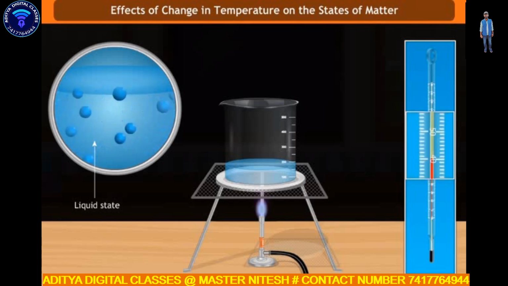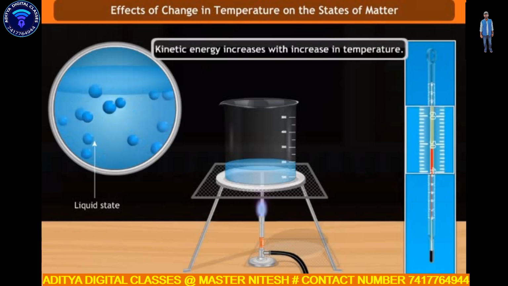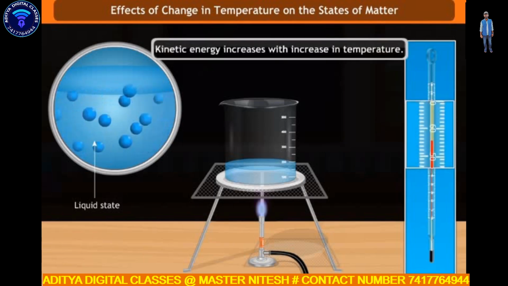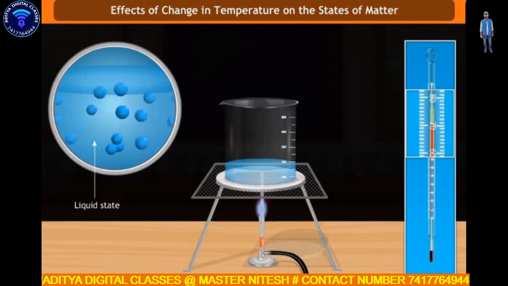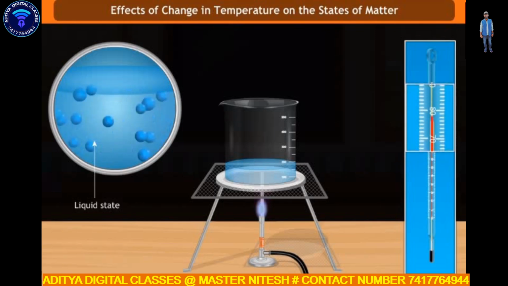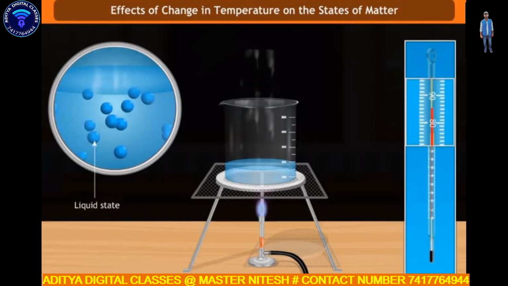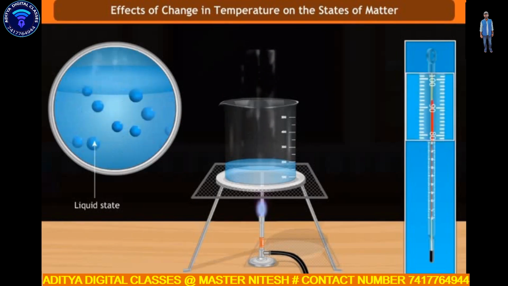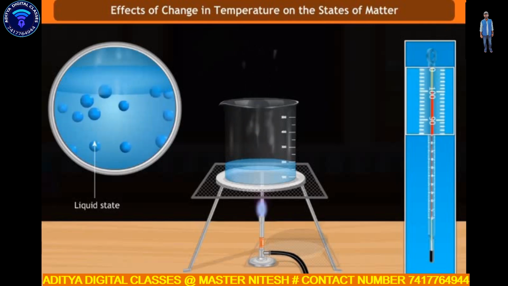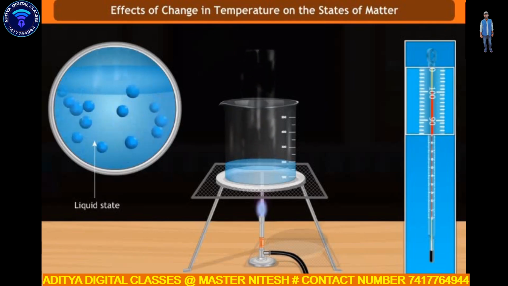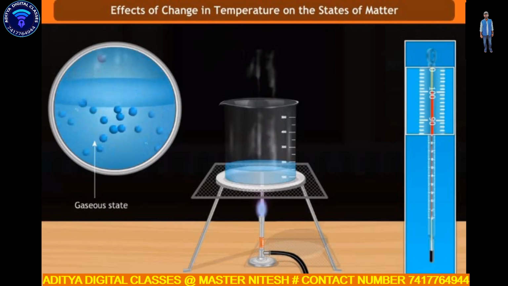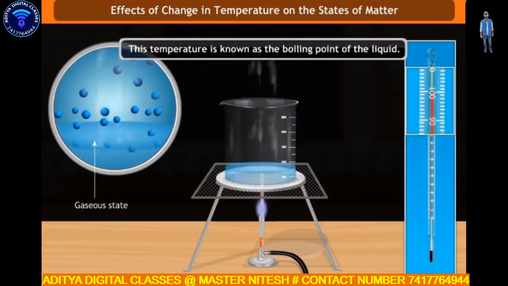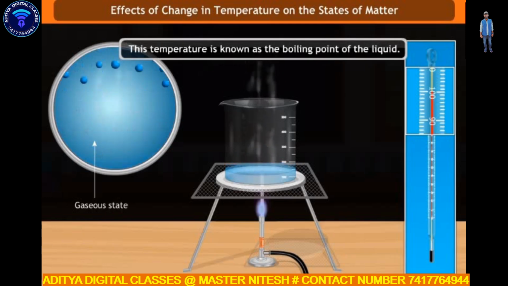If the heating is continued, then the kinetic energy of liquid particles increases further. This increases the velocity of the particles, and at a certain temperature they obtain enough energy to break free from the force of attraction of the other particles. At this point, the liquid starts boiling, that is, starts changing into its gaseous state. This temperature is known as the boiling point of the liquid.